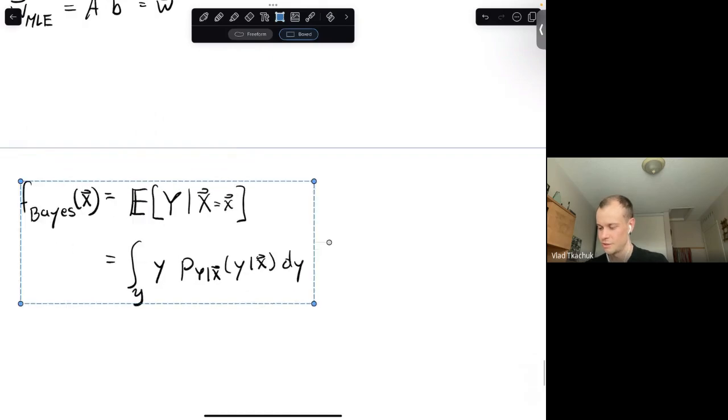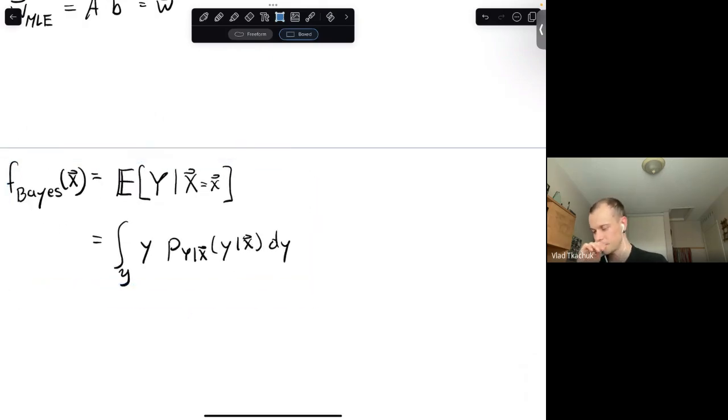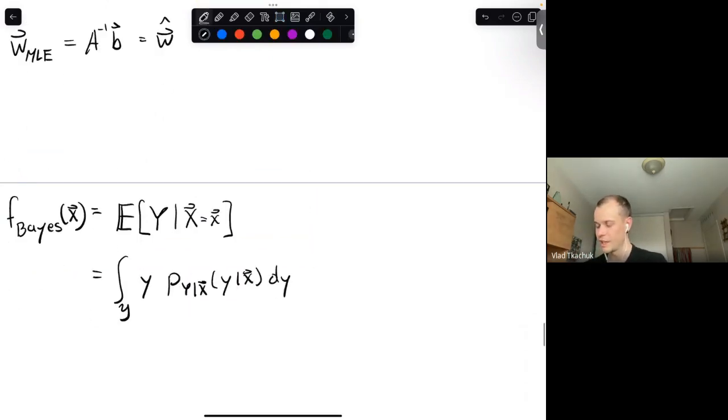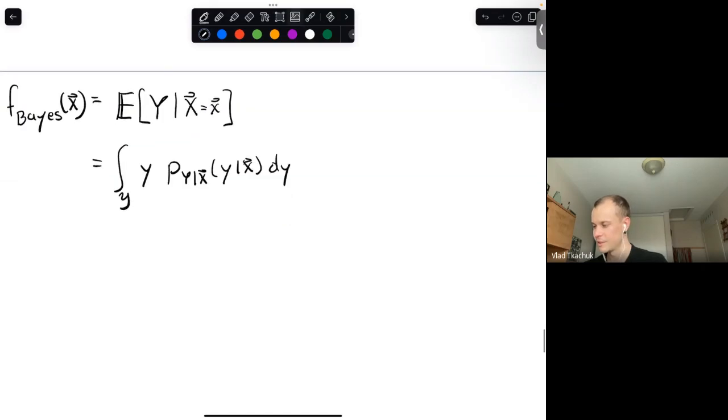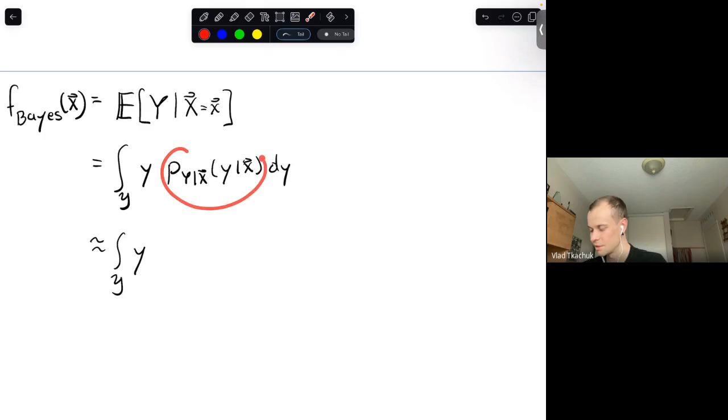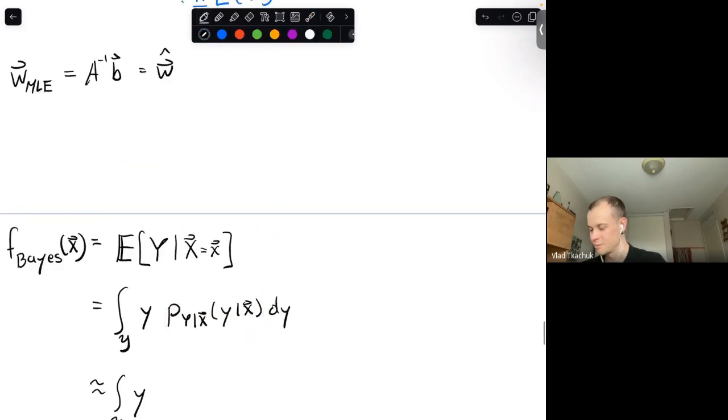So we go here. Okay, so we need an estimate of this integral. So I claim now we have an estimate of this. So this is going to be approximately equal to the integral, everything's the same. But now we need to plug in our estimate. And so, what is our estimate?